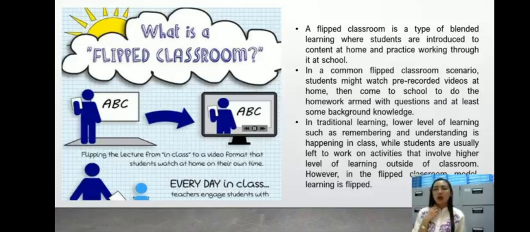So in traditional learning, lower level of learning such as remembering and understanding is happening in class, while students are usually left to work on activities that involve higher level of learning outside the classroom. Okay, so in the flipped classroom model, learning is flipped, as the term implies. Okay, flipped classroom aims to increase student engagement and learning by having them complete readings at home and work on problem solving during class time. So again, it is the reverse of the traditional one.